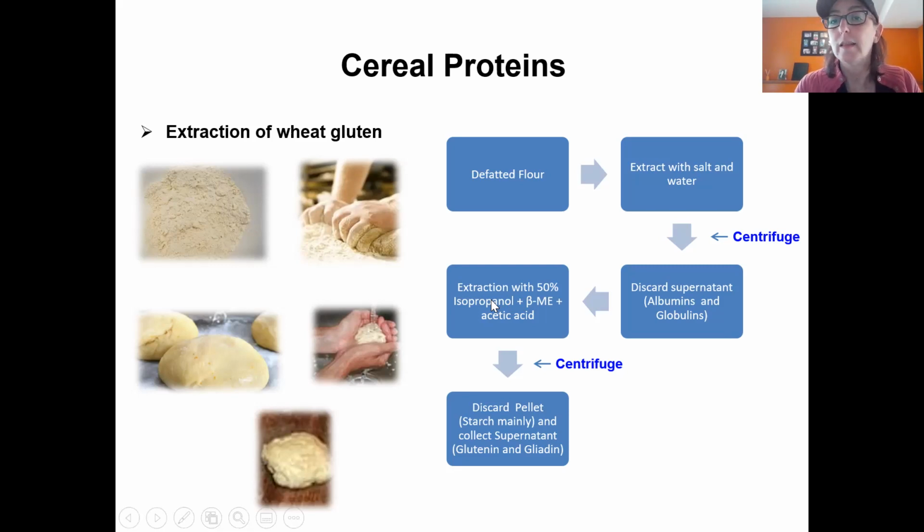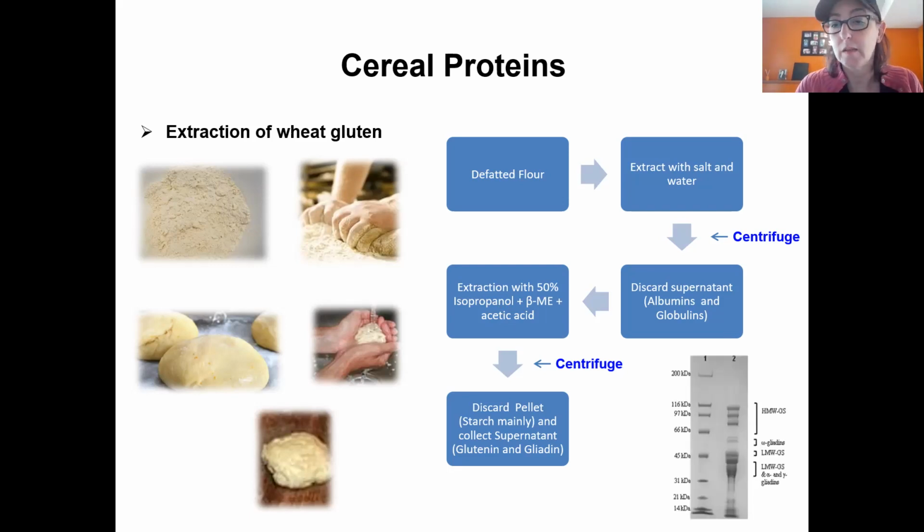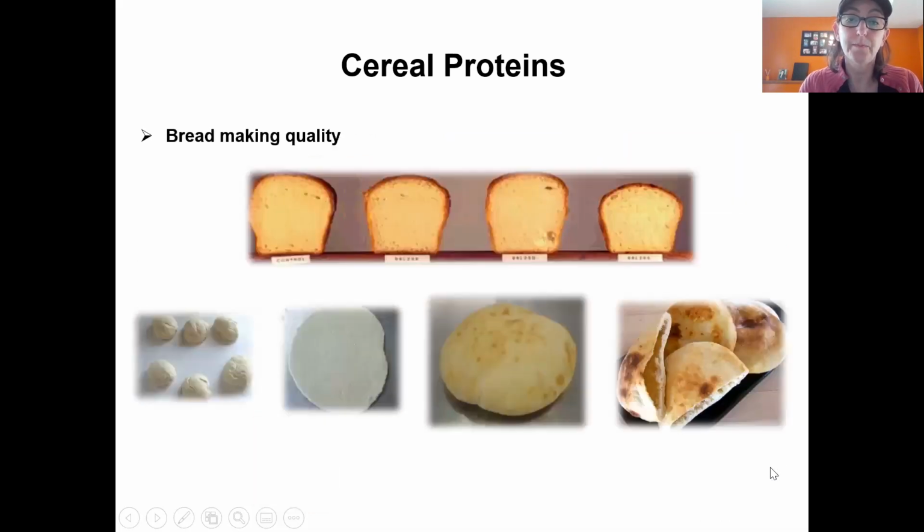If you want to separate the gliadins from glutenins, then you do the extraction with only isopropanol, and that will solubilize the low molecular weight prolamins, which are the gliadins. And then you take the precipitate and add the propanol again, but with BME and acetic acid. So now you're solubilizing the high molecular weight prolamins, or the glutenins. And then you can get gliadins separate from glutenins. If you run the gluten mixture on a gel after all this isolation, this is what you see: the high molecular weight glutenins, the gliadins, and the low molecular weight glutenins.